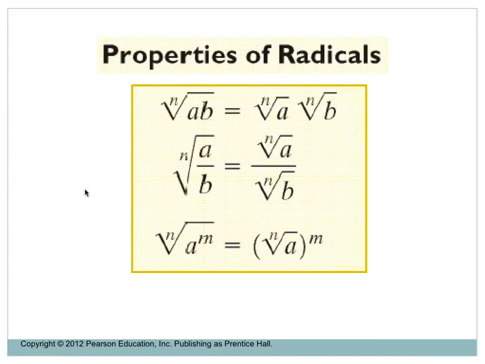So here are some additional properties of radicals that might be of some use. If you have the nth root of a times b, you can just split that up into two separate roots: nth root of a times nth root of b. If you have a fraction, you can do the same thing, except with division. So nth root of a over b is equal to the nth root of a divided by the nth root of b.